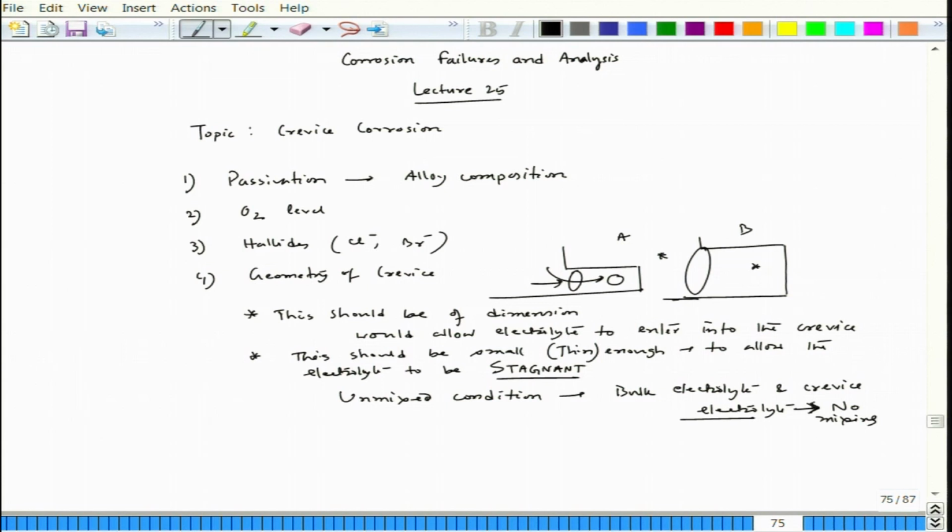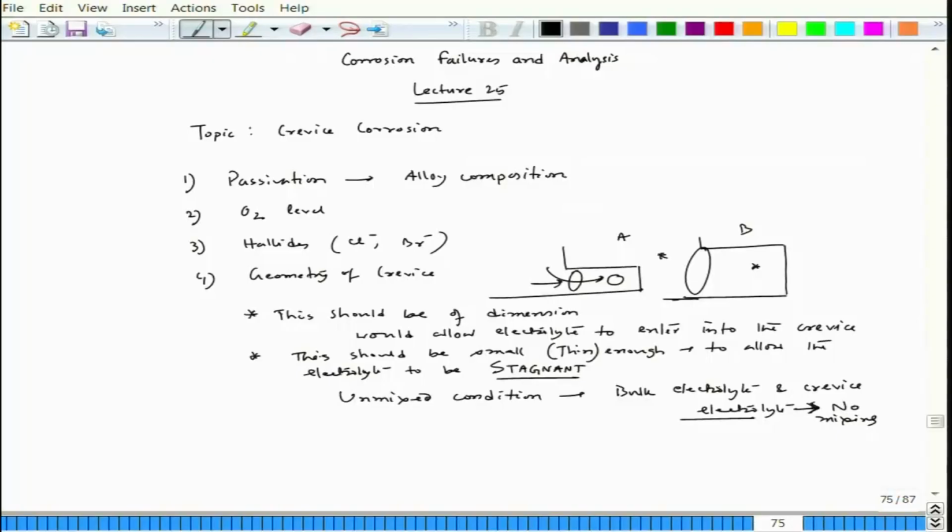Okay. So, of course, there could be ion migration, but that ion migration would be much sluggish compared to the situation where the crevice orifice is much larger. So, that time there could be a convection of liquid or fluid. Okay. So, that should be avoided in order to have a crevice kind of attack. Now, this is another factor.